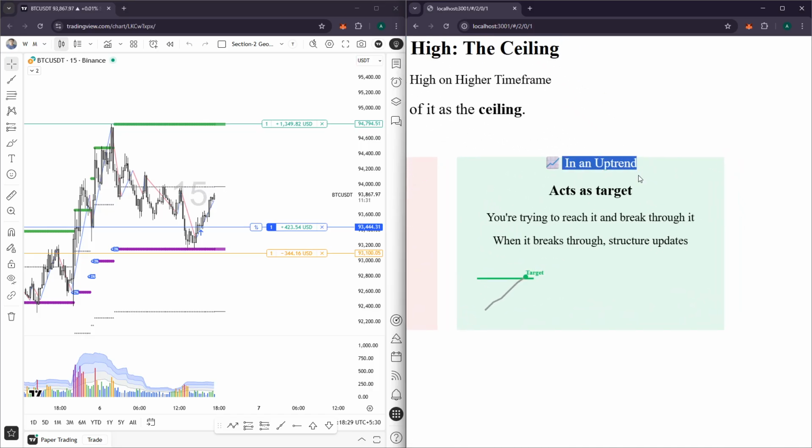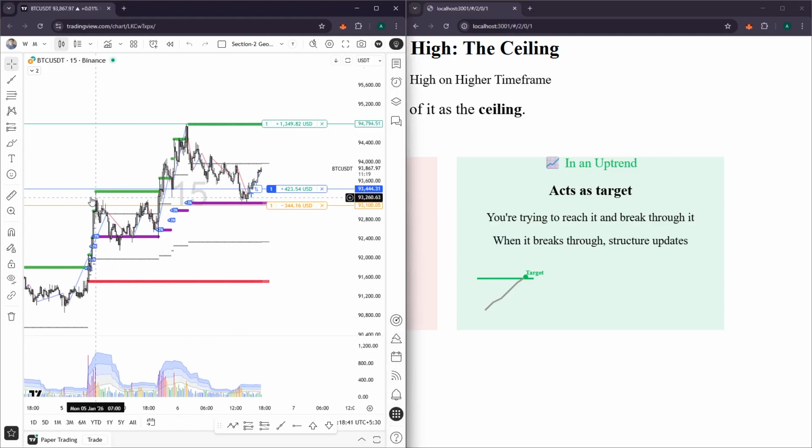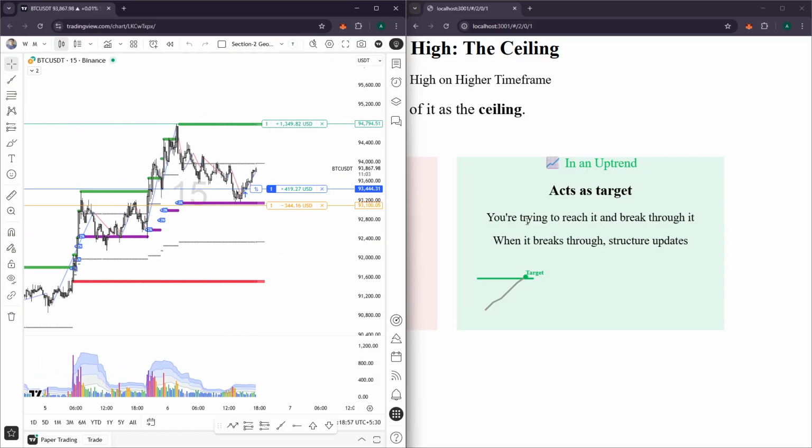And if the market is in an uptrend, this acts as target. So we are trying to reach it and break it through. When it breaks through, the structure updates. As you can see, as it's in an uptrend, if you had entered long there, your target was there, okay, and it made a new high, and it's trying to break through. So that's what we did here on the 50% level, and I set the target. That's why it's there.